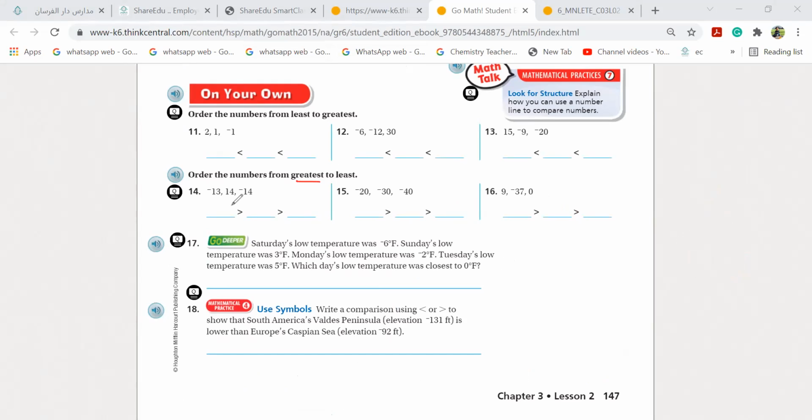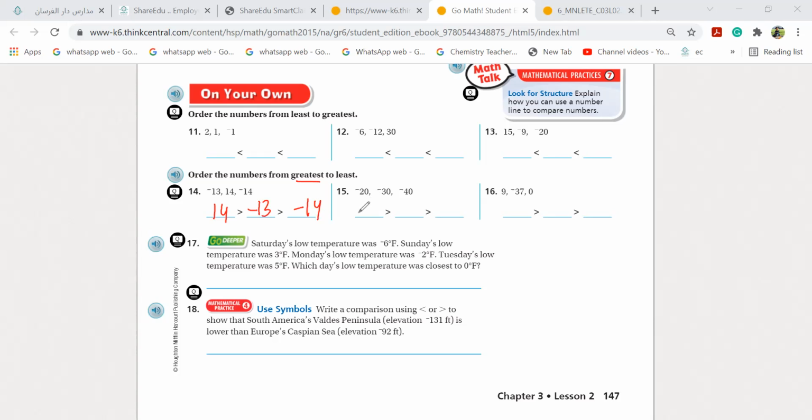From greatest to least. Which one is greatest here, Jude Fahad? 14. Next. 40 minus 20. Minus what? 14. Minus 13 is good, right? This minus 14, okay?